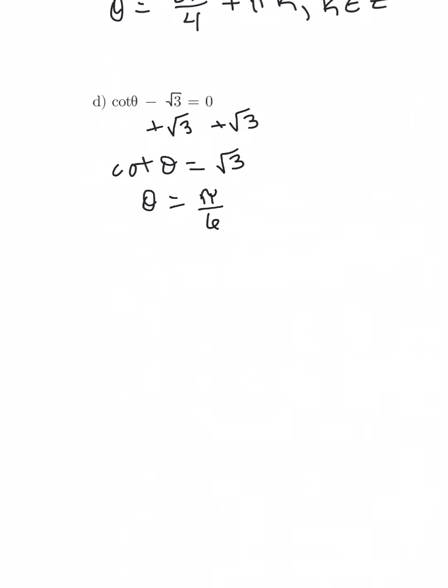And then, because the next place cotangent is positive is directly diagonal from this, we just write plus pi k, with k an element of the integers. Example E is 4 cosine squared of theta plus 4 cosine of theta equals negative 1.